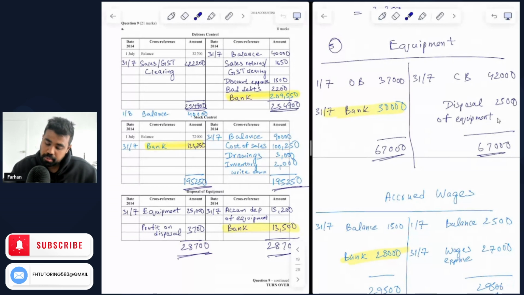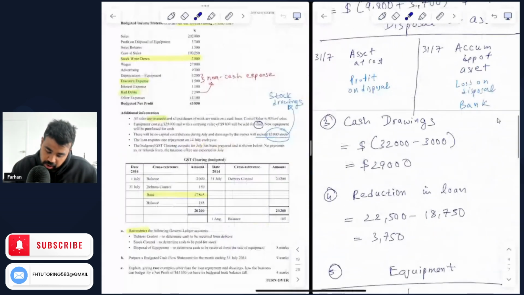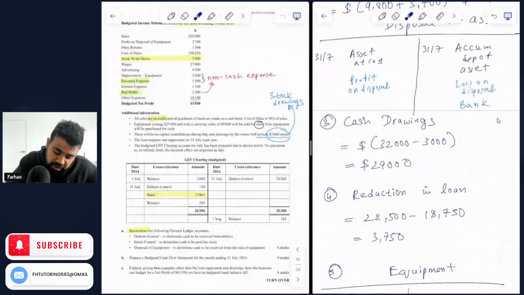All right. Now let's see what else we have. The third additional information says that there will be no capital contributions during July, and drawings by the owner will include $3,000 in stock. So we have obviously taken care of the stock drawings, which is the inventory drawings, but there's still something else to do. We understand that this could be used as a financing activity.